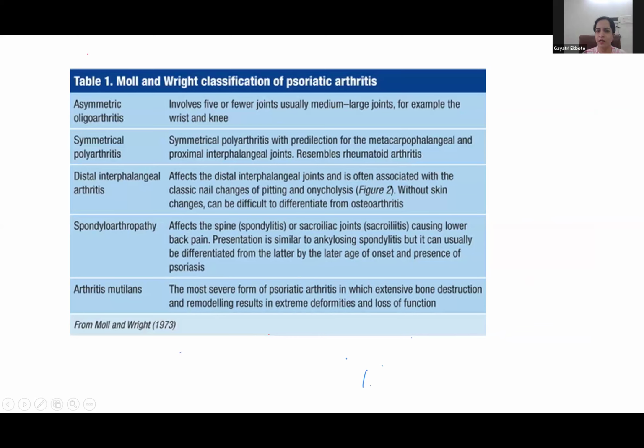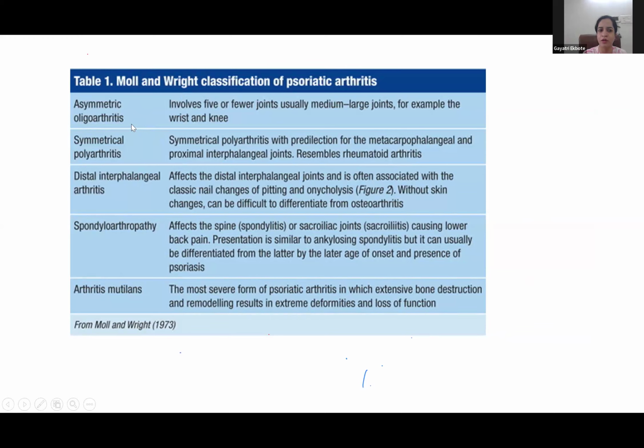So this is the Moll and Wright classification of psoriatic arthritis. This is exclusively from Harrison. This is not from a rheumatology textbook. That means obviously if it is there in Harrison, it can be asked in your question. So there is a classification of psoriatic arthritis.